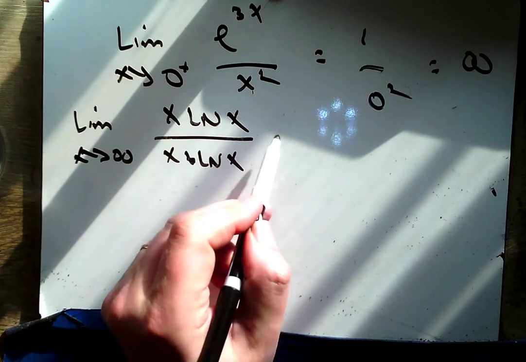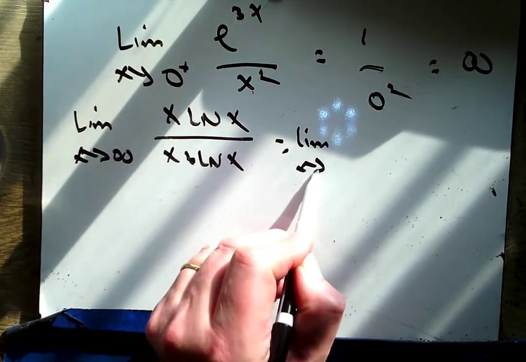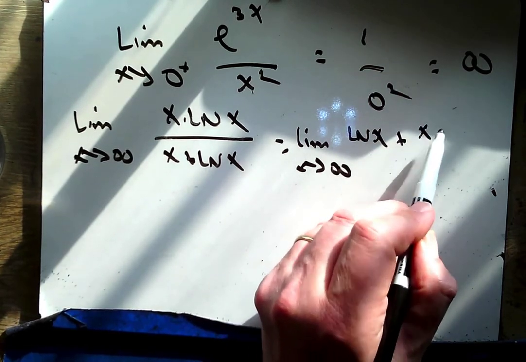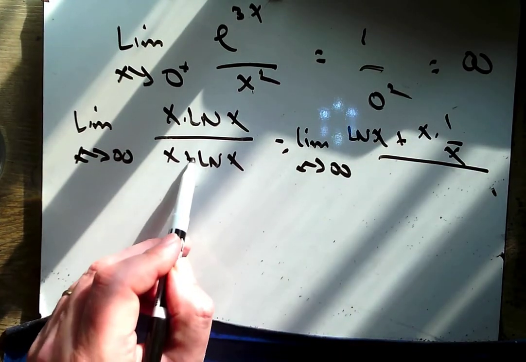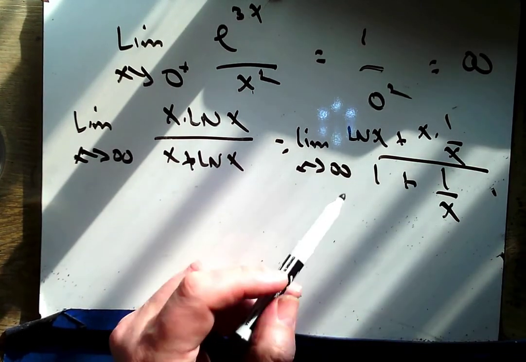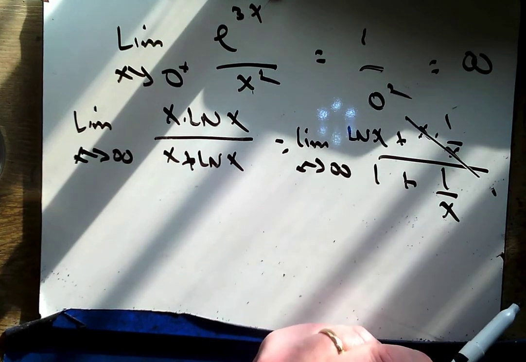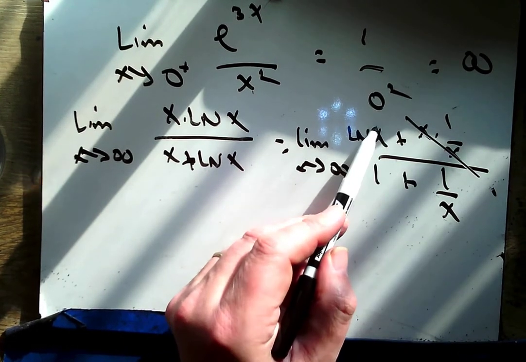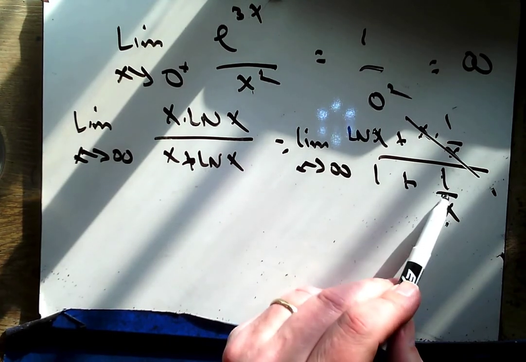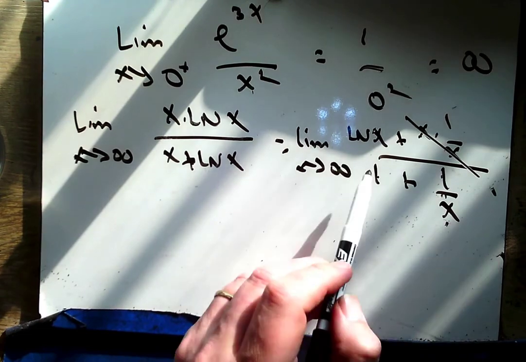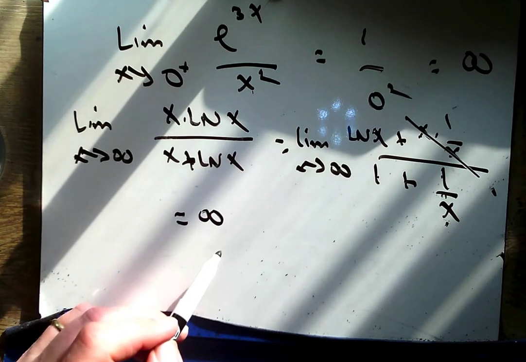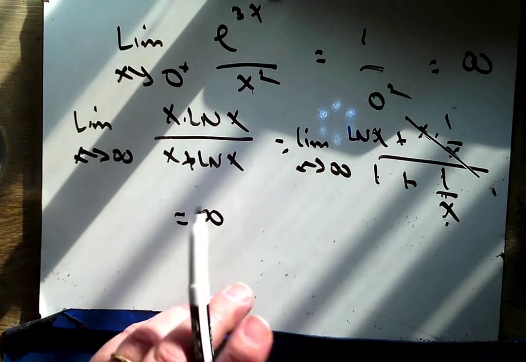Take the derivative of the top, and it's a product rule. So ln of x plus x times 1 over x. And on the bottom, no product rule, just 1 plus 1 over x. Okay, these are going to cancel. And now when I plug in infinity, I get infinity on the top, 1 over infinity. And that's 0. 0 plus 1 is 1. So I've got infinity over 1, which is infinity. Yeah, I get infinity here.